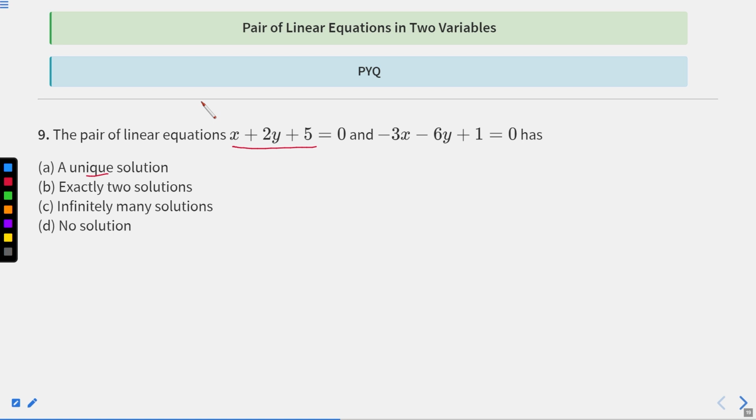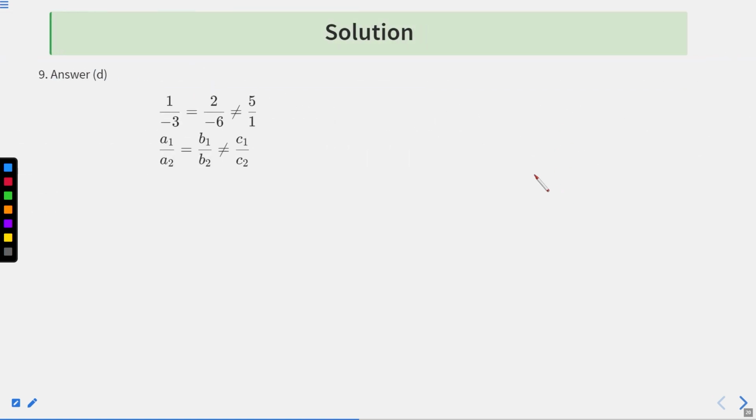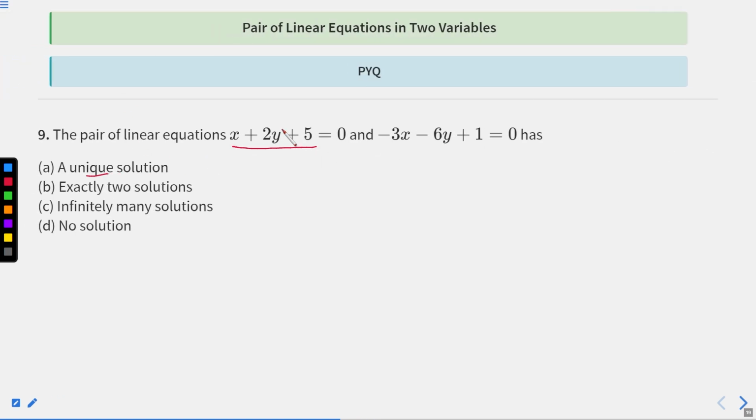So student, how can we find whether this pair of linear equations has a unique solution, exactly 2 solutions, infinitely many solutions, or no solution? Okay, so let us solve. So we know for a unique solution, this condition must hold: A1 by A2 does not equal B1 by B2. Okay, for a unique solution, this condition must hold.